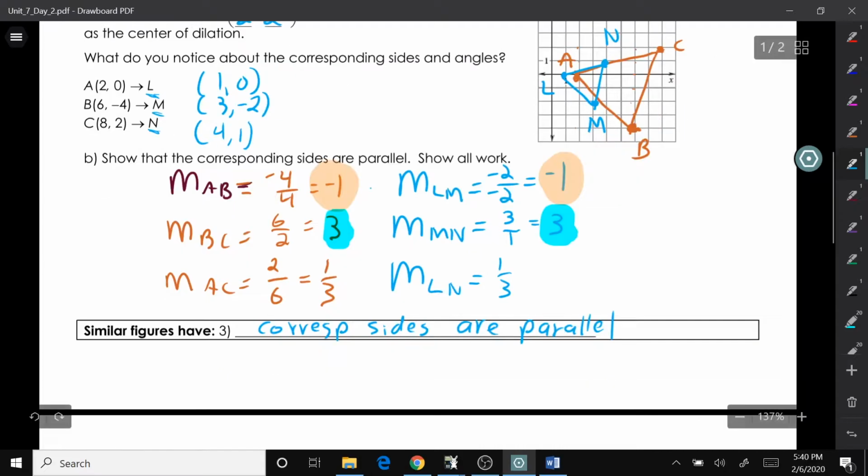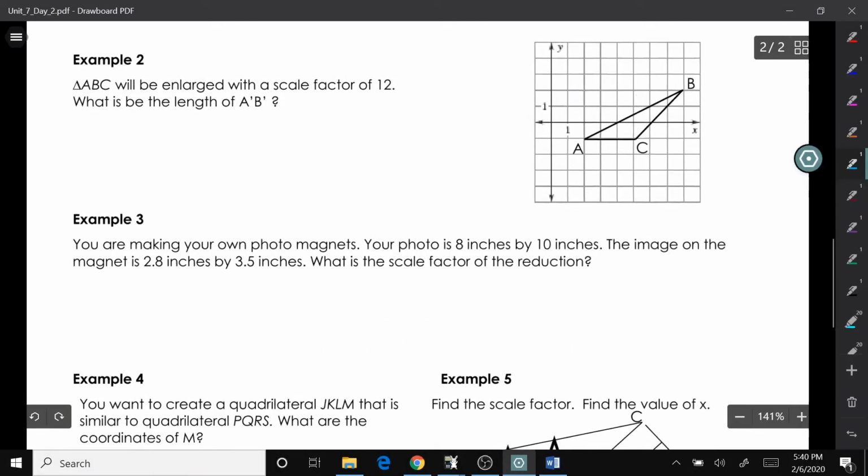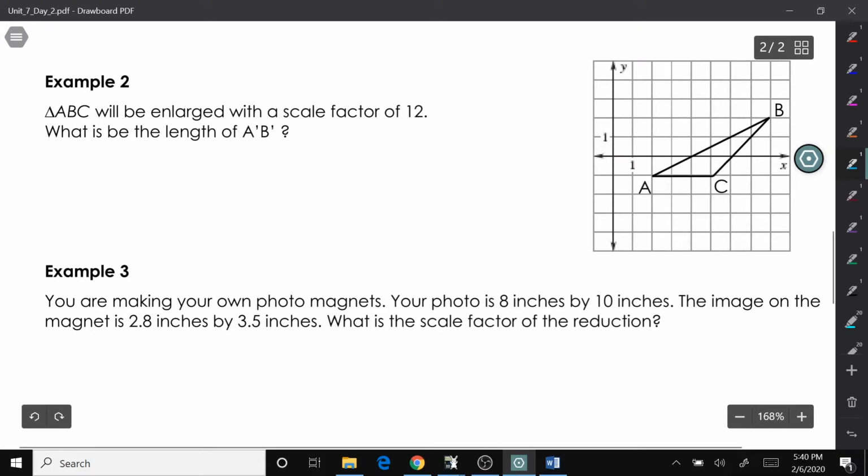All right, let's look at the next page. And example 2 says triangle ABC will be enlarged with a scale factor of 12. What will be the length of A prime B prime? Now, this grid over here is not large enough to graph with a scale factor of 12. So what we could do instead is find the distance from A to B. Now, you could use the distance formula, and it would work no problem. And some of you will want to do that, and I don't mind. I'm going to show you a little shortcut that might help some people.